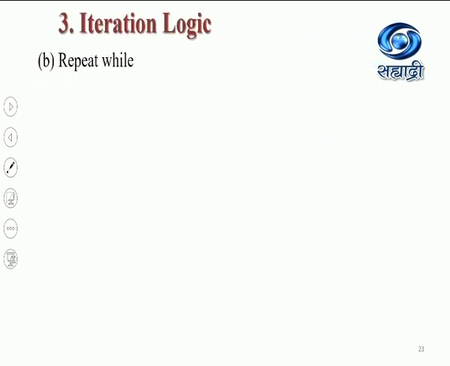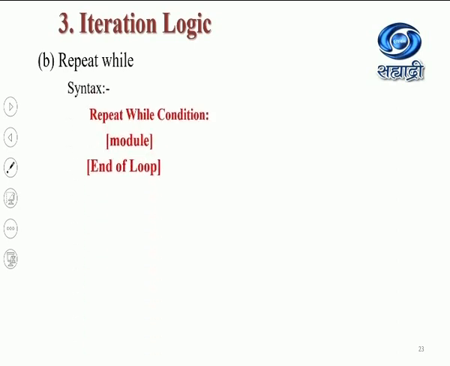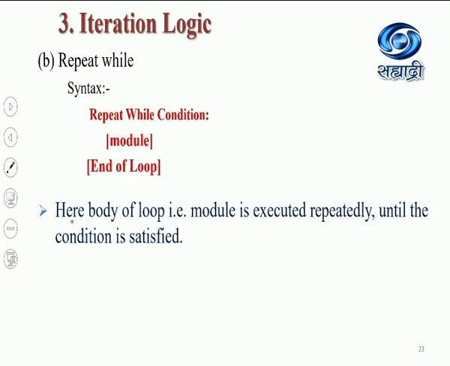Next structure is repeat while. So in repeat while, the syntax is repeat while, and you have to specify the condition, and till that condition is true, this module will be executed. Then in a bracket, specify the end of the loop. Here the body of the loop, that is the module, is executed repeatedly until the condition is satisfied.